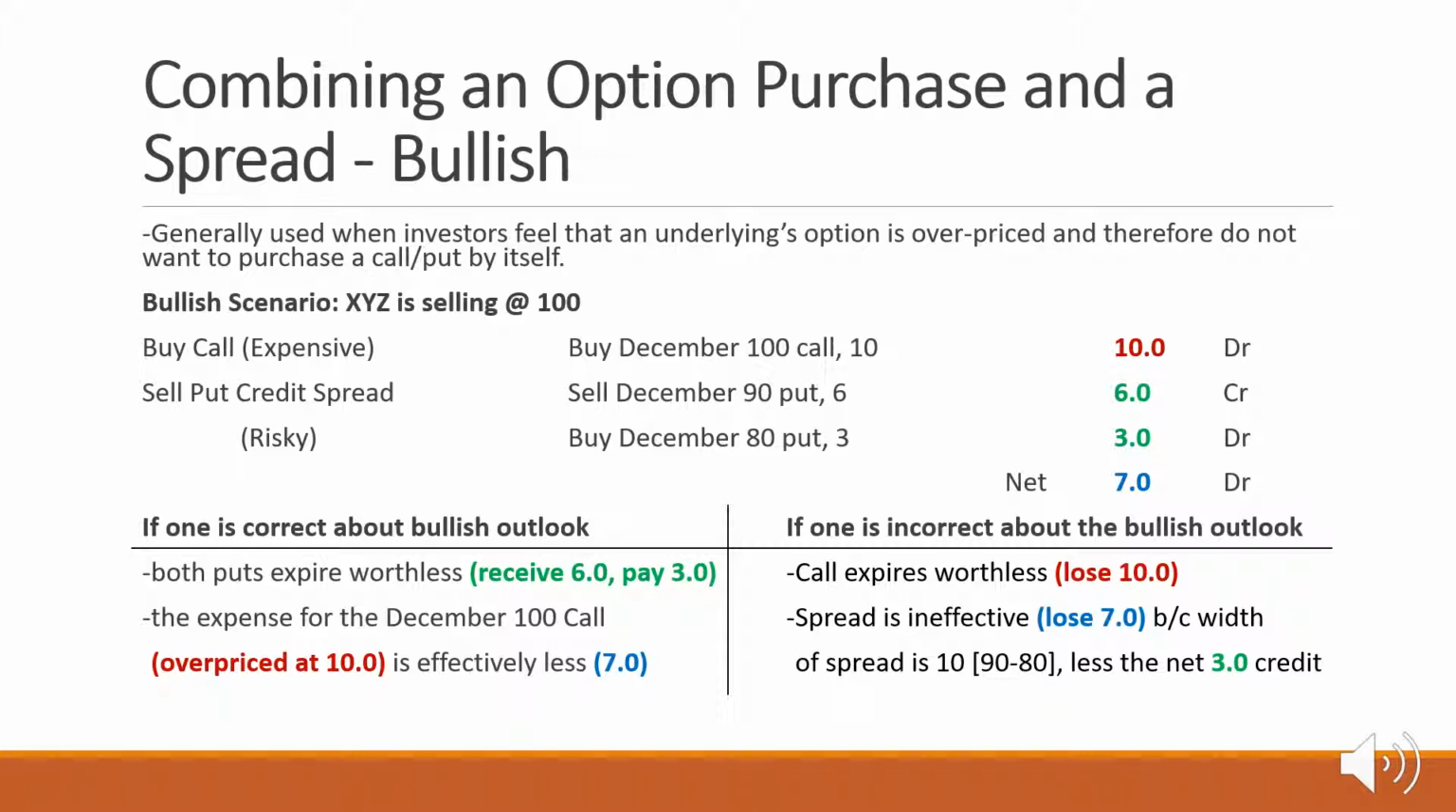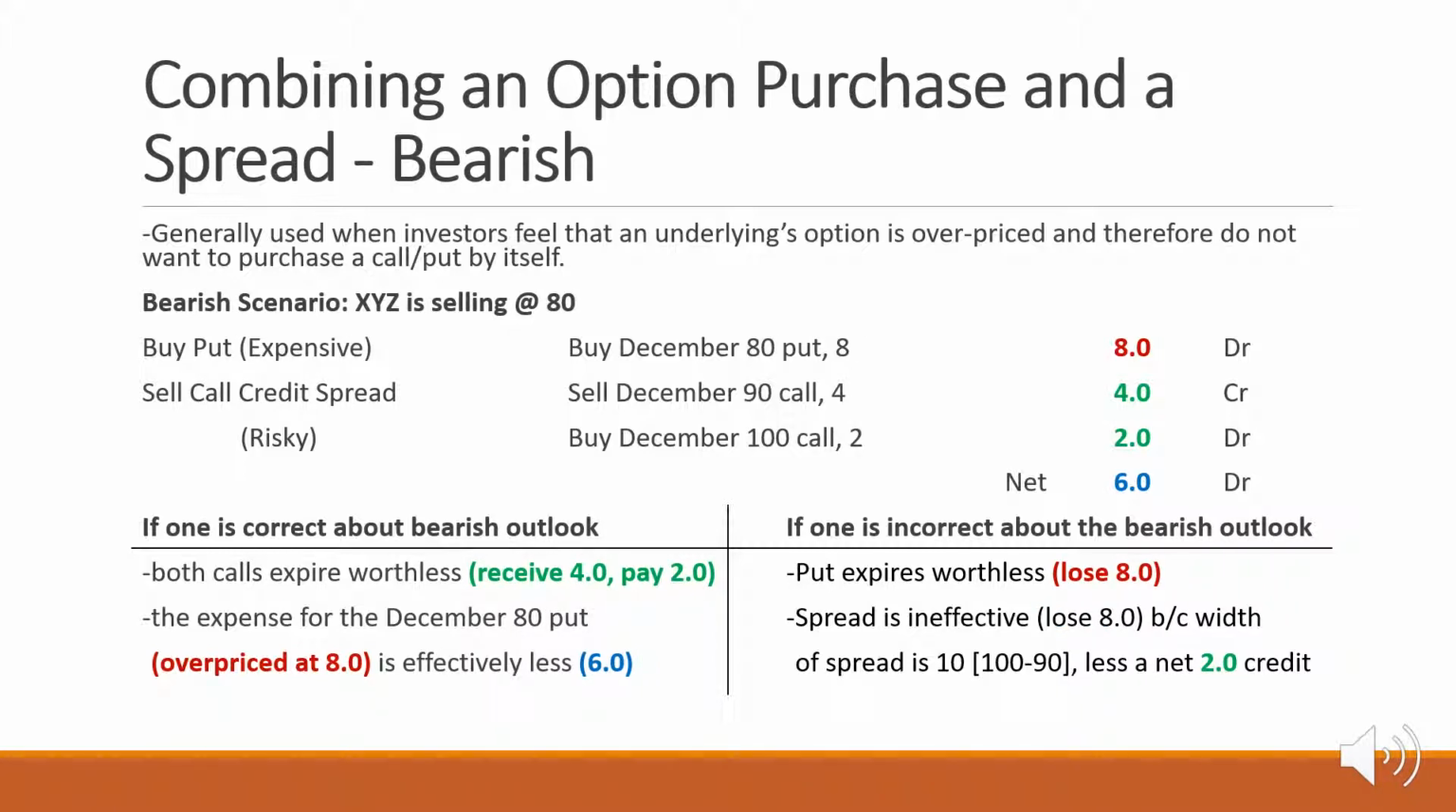If the investor is correct about his bullish outlook, both the puts would expire worthless, receiving a net of 3 credits, and the expense for the December 100 call, which was overpriced at 10, is effectively 7. If one is incorrect about the bullish outlook, risk increases because the call expires worthless and you lose your 10, and the spread is ineffective, therefore losing 7 credits. Because the width of the spread is 10, the 90 put minus the 80 put, less the 3.0 credit earned.